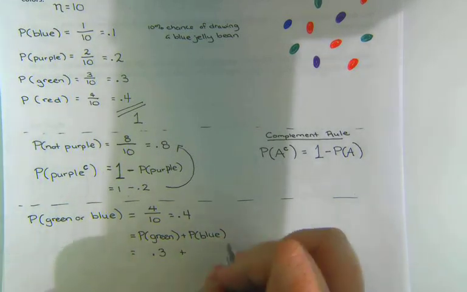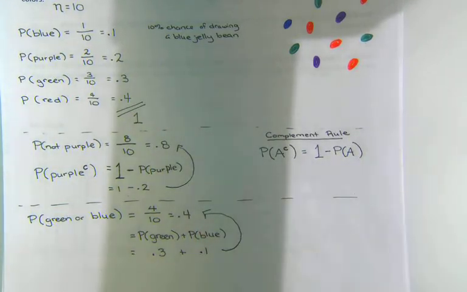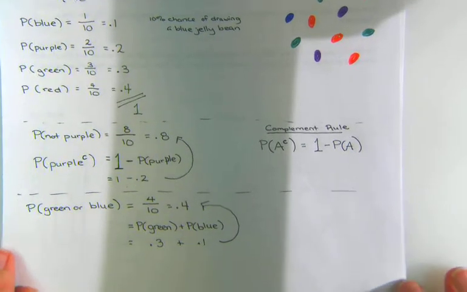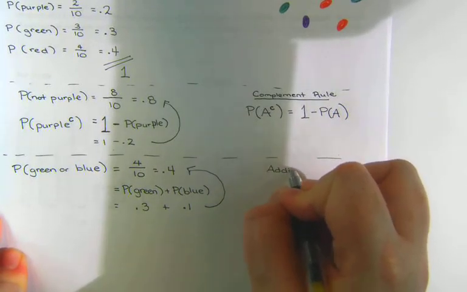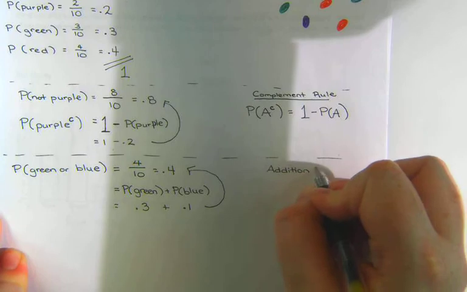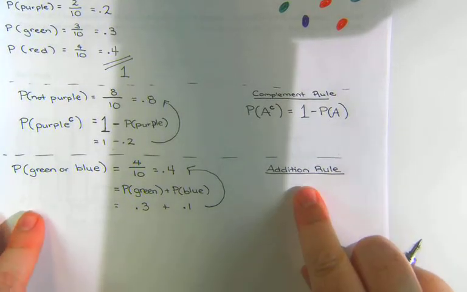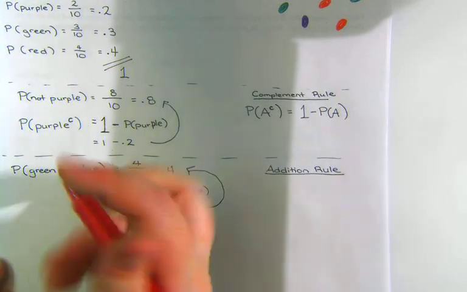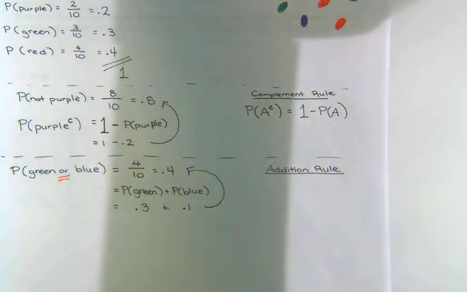So how we could have written this is taking the probability of green plus the probability of blue. So probability of green was 0.3 plus probability of blue was 0.1, and that would give you the same answer in the end. And this is our addition rule.